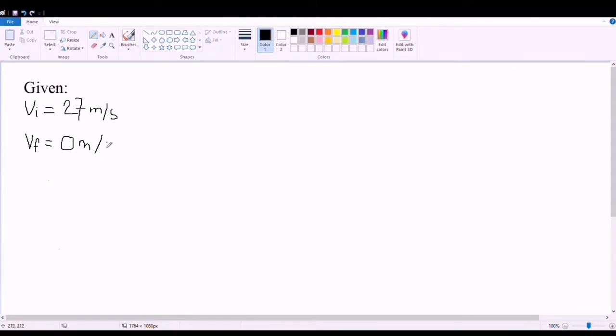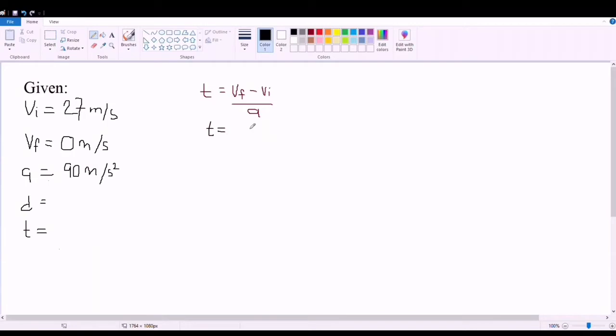So for our initial velocity, we have 27 meters per second. Final velocity is 0 meters per second. Acceleration, 90 meters per second squared. And our distance. And since we're looking for our distance, we have to look first for our time. So for time, we will use the equation final velocity minus initial velocity divided by a.